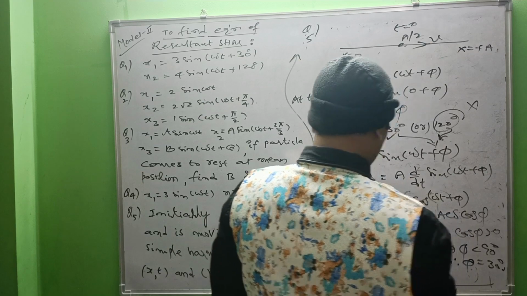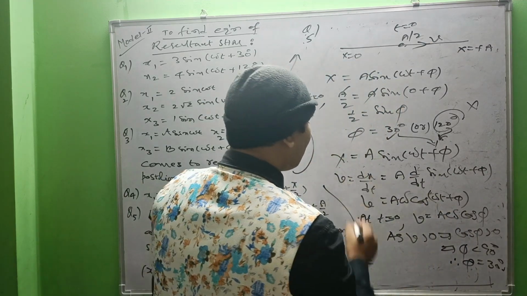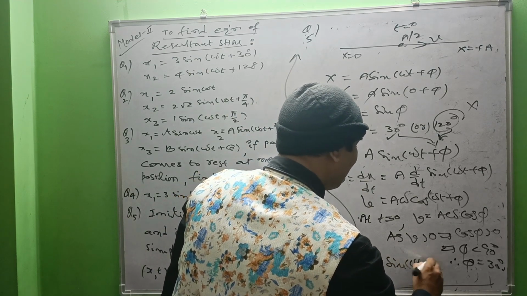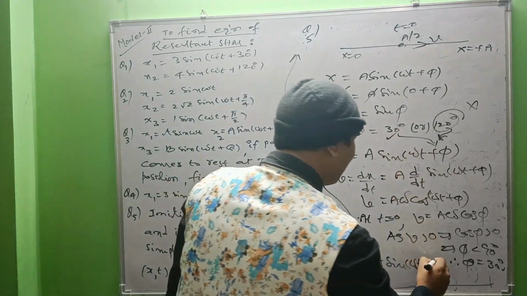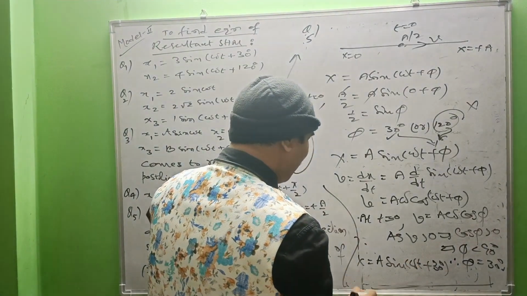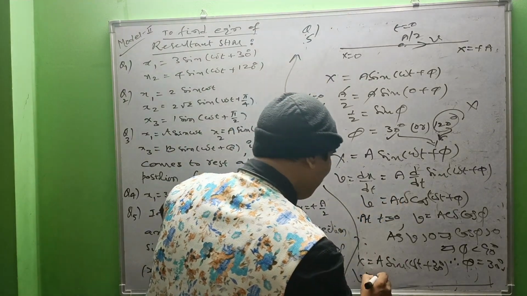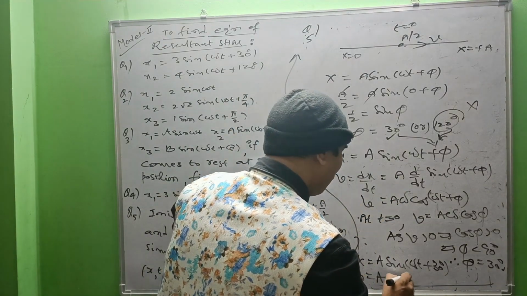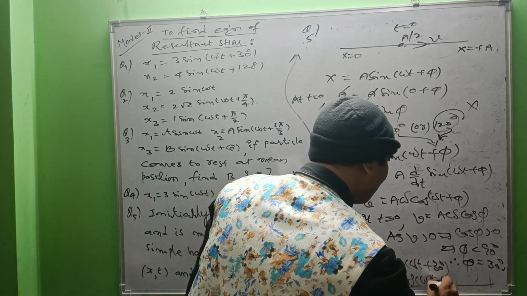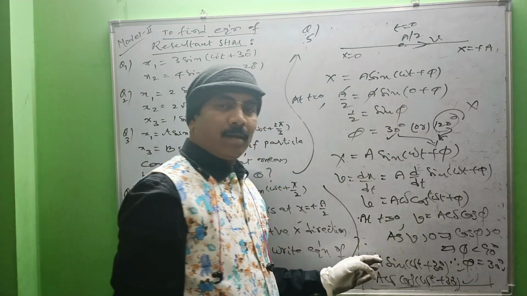So the final expressions: x equal to a sine(omega t plus 30 degrees) is the variation of x with t, and velocity v equal to a omega into cos(omega t plus 30 degrees). So these are the valid expressions for both x and v.